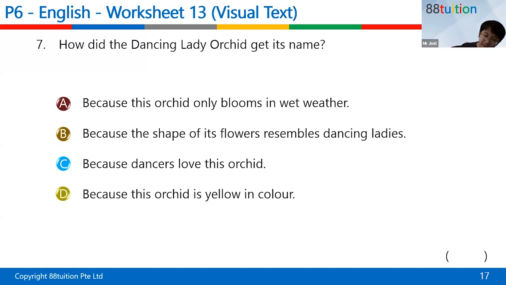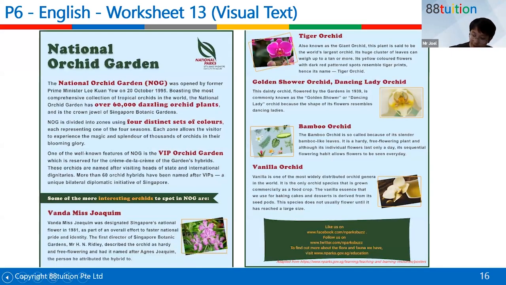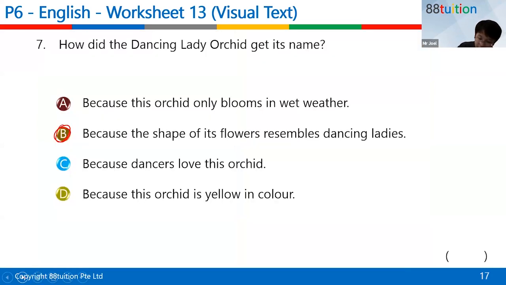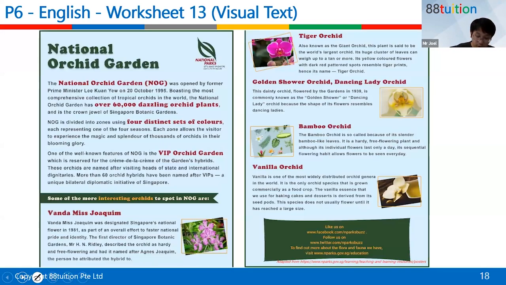Good job, Jairus. The answer is because the shape of its flowers resembles dancing ladies. Where can you see that? You can see it here under dancing lady orchid. All right. It's also called the dancing lady orchid because the shape of its flowers resembles dancing ladies. Okay, so therefore over here, the shape of its flowers resembles dancing ladies. Answer is B. Okay, next.